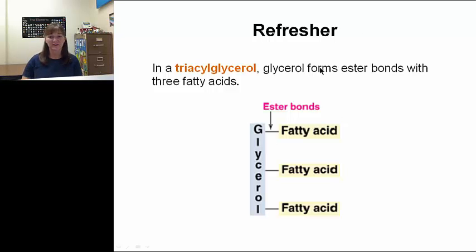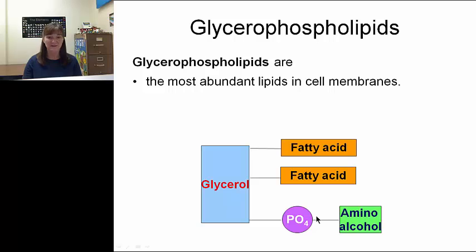So here, this is just a refresher slide. This is the triacylglycerol that we talked about in the last lecture, where we have our glycerol backbone and the three fatty acids. A glycerophospholipid, which we're about to talk about, is very similar to this. The only difference is down here on the very bottom fatty acid. We're going to replace it with a different group. So glycerophospholipids are the most abundant lipid in a cell membrane. So that's going to be important.